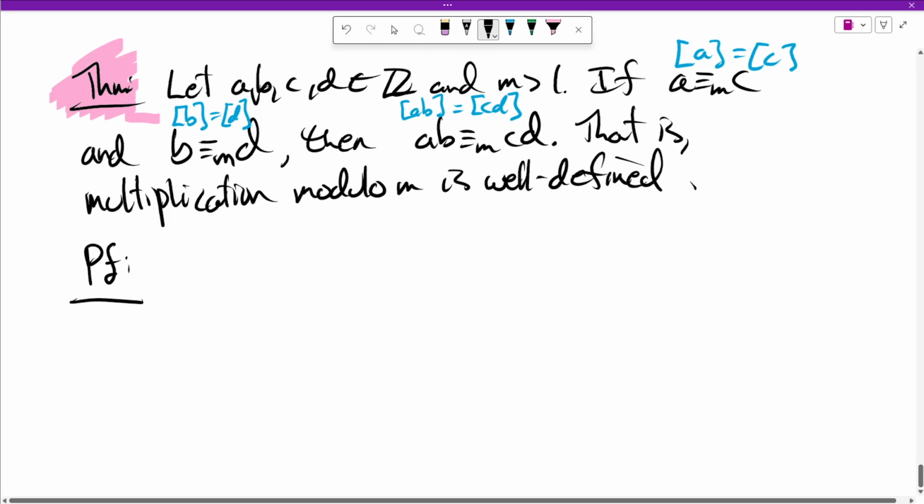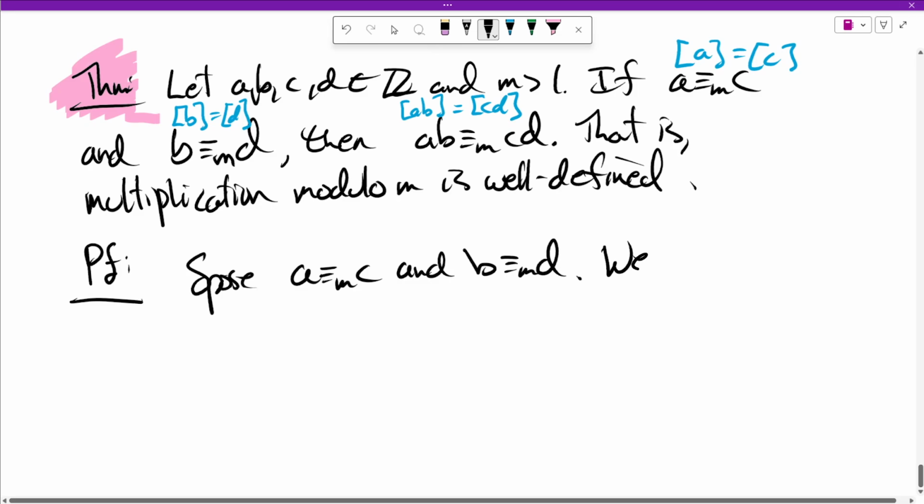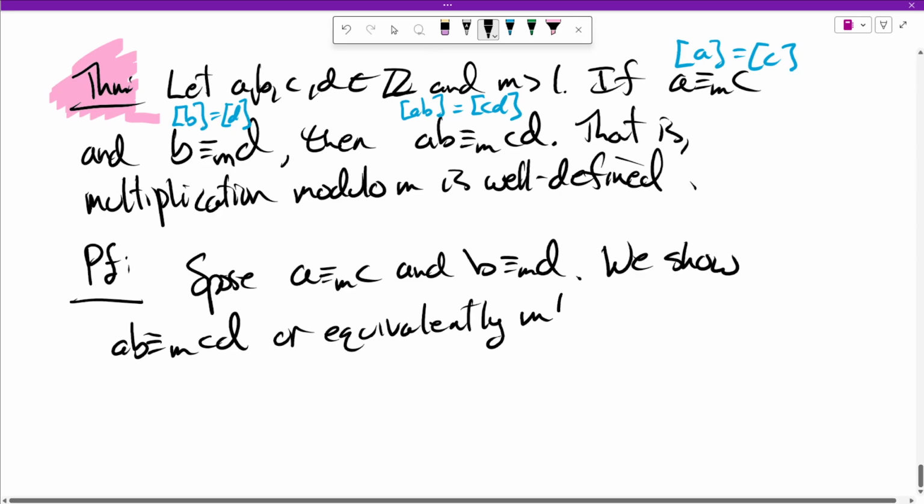So how does it start? Well, we're going to suppose that A is congruent modulo m to C, and B is congruent modulo m to D. All right, so that's just starting with the hypothesis, and then we say what we're going to do. We show that AB is congruent modulo m to CD, or equivalently, m divides AB minus CD. So that's what we want to show.